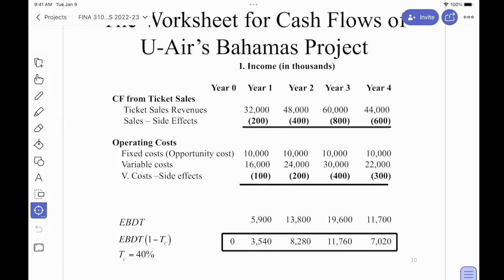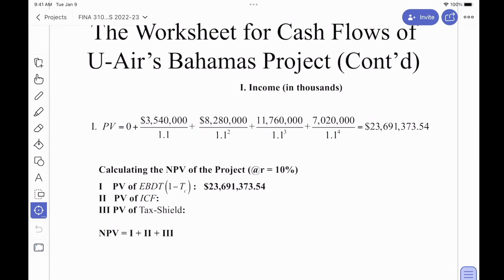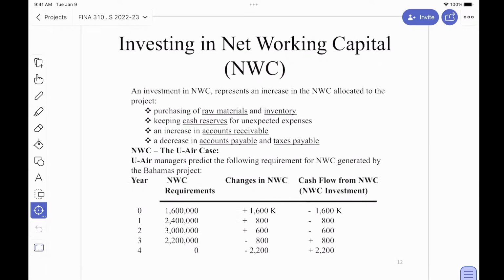So with this, we then can simply solve for the NPV, or the PV, I use PV, of income. And it's $23.7 million. So that's the income, but we have to invest. So how does that performance compare to what you have to invest? And then finally, we have to look at the benefits of the write-offs, right? The tax shield, the tax savings.